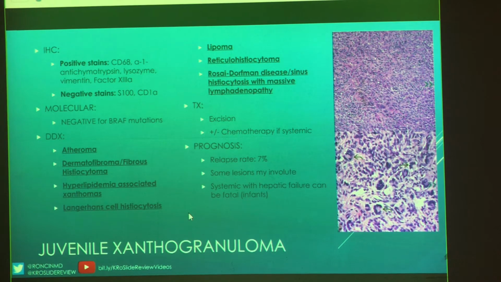So we do worry about these things, even though by themselves they may not necessarily be so aggressive, but when they involve the liver, that's when we start getting really worried, especially in infants. So juvenile xanthogranuloma, again, a rare entity, but one that you want to be aware of.